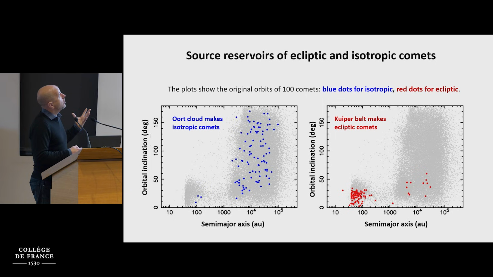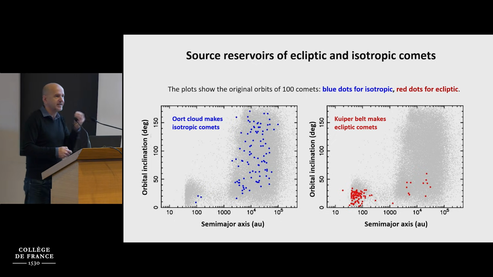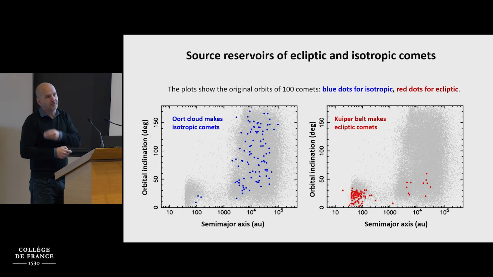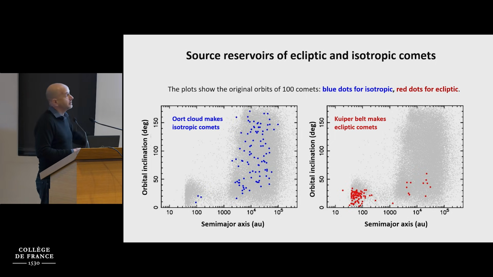and plot the original orbits of, I subsampled it to 100 comets to give you the percentage. You can clearly see what the percentages are. What the original orbits of isotropic comets are. The simulation produces the isotropic comets, so we just go back and see from where each one evolved. And then I do it for 100 bodies to plot it here.